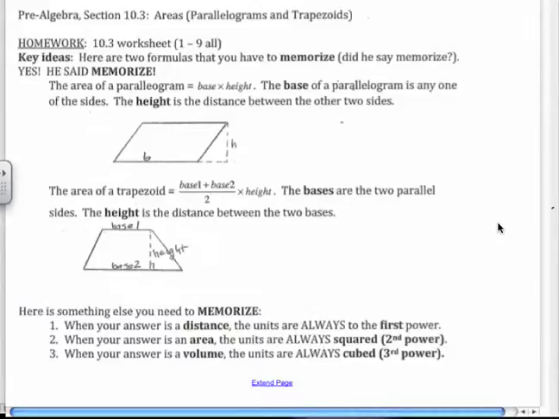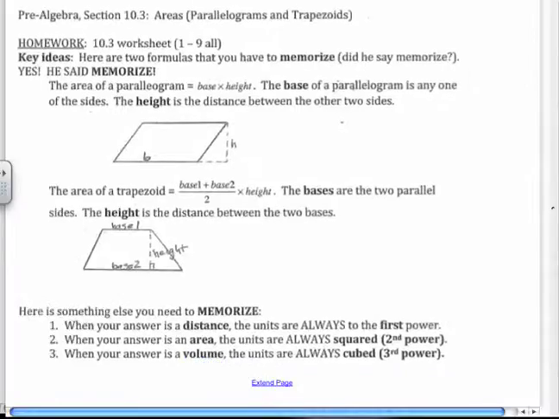Okay, guys, 10.3, we're going to talk about parallelograms and trapezoids. We talked about quadrilaterals yesterday, and we just talked about some basic things with the measurements of all the angles in a quadrilateral and all that kind of good stuff. But there are two formulas that you need to memorize, all right?